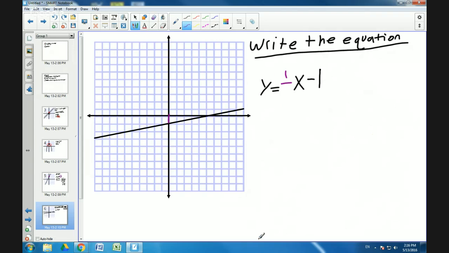One, we can look at the side. So that means one rise, across 1, 2, 3, 4, 5. So it's the rise over run, which would be y equals 1 over 5x minus 1.